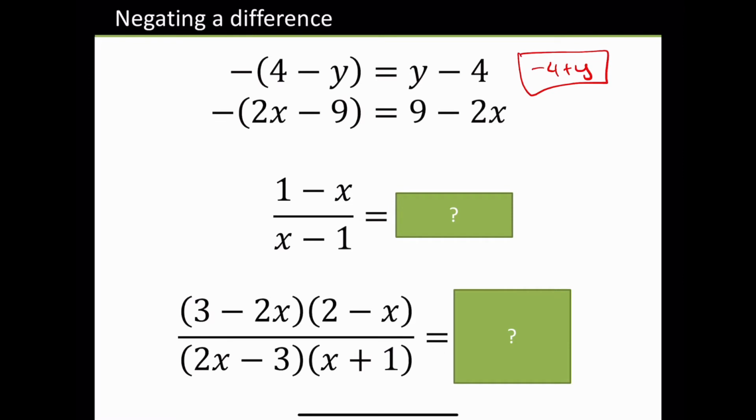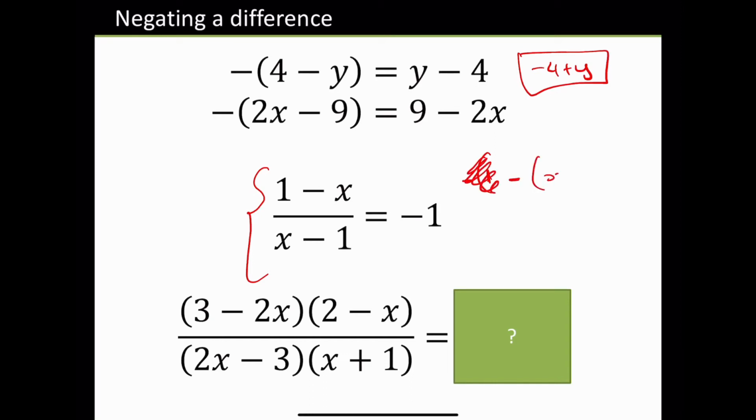So for this question here, they look quite similar, don't they? So we can find a way of changing it into minus x take 1 over x minus 1. So hence why you're left with minus 1.